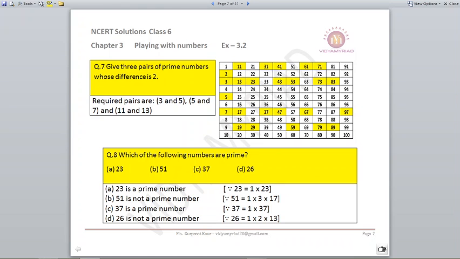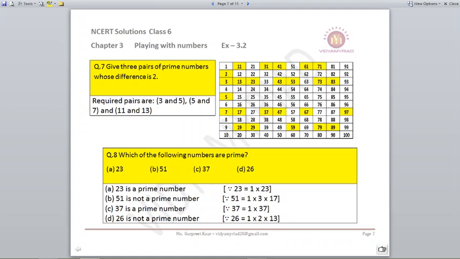Give three pairs of prime numbers whose difference is 2. So there should be a gap of 2. From the table itself there are so many. If you see, 3 and 5 is there, 5 and 7, 11 and 13, and 41 and 43 can also come, 71 and 73 can also come. So there are so many prime numbers. You have to write down any three pairs. With the help of the table you can easily find them.